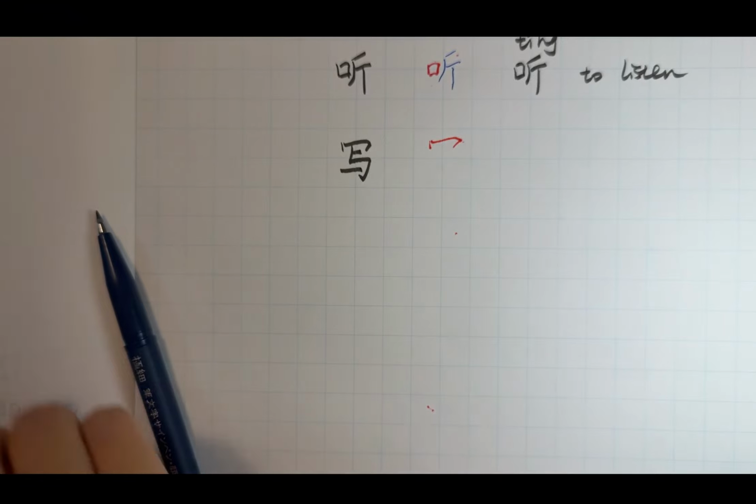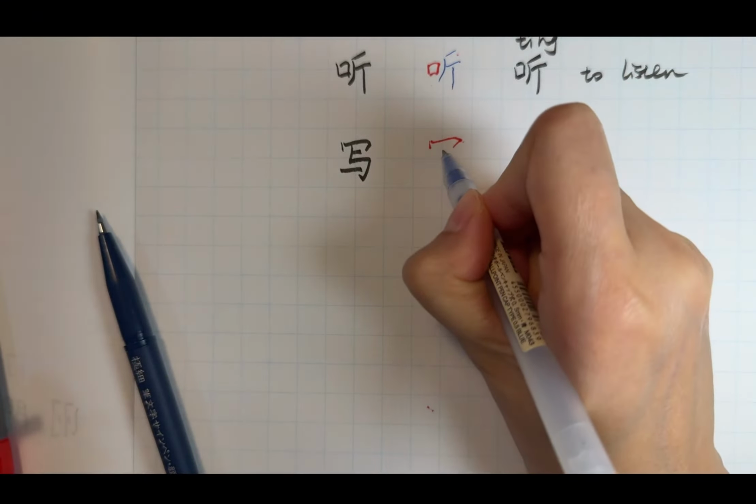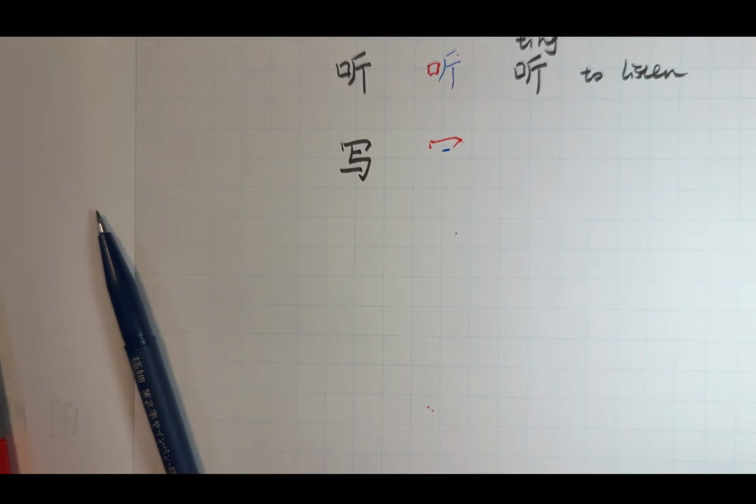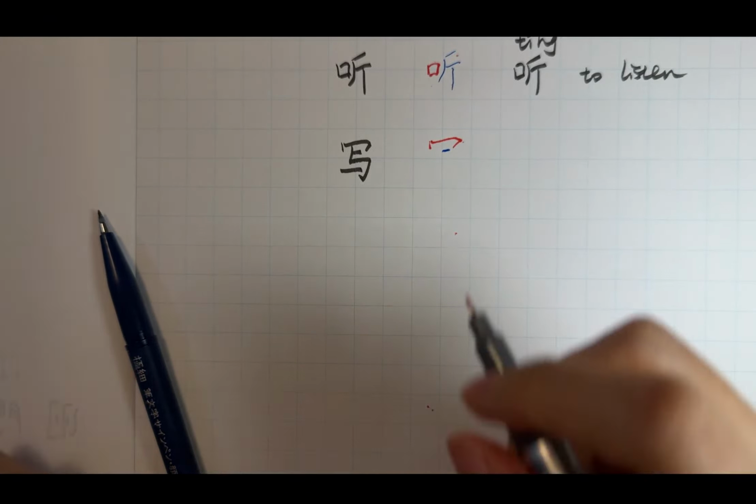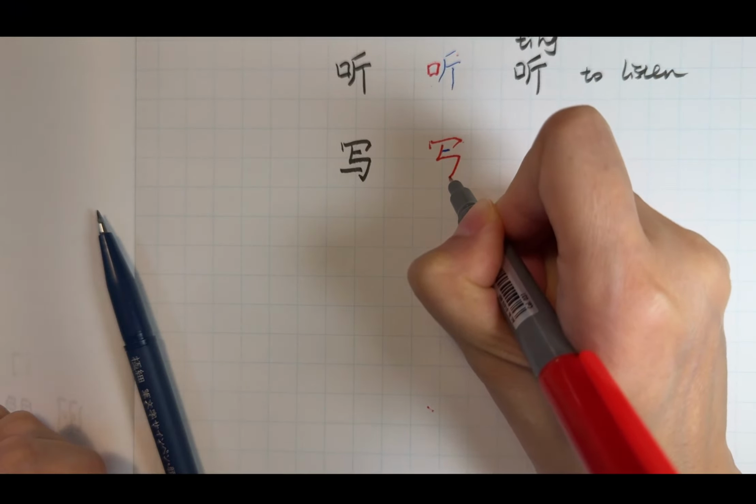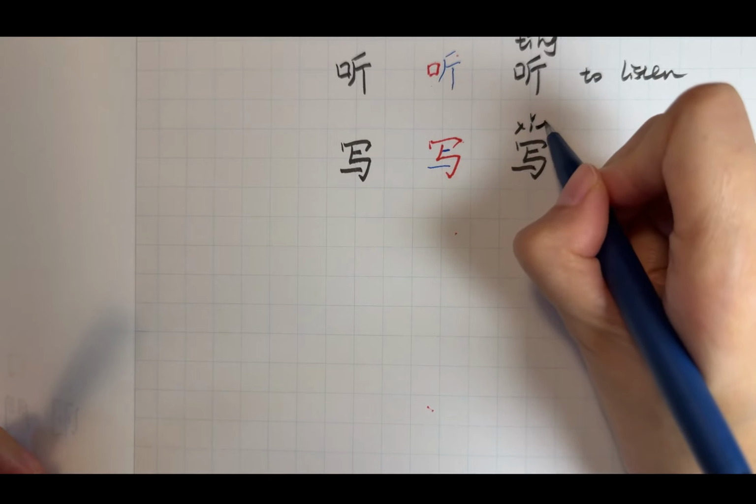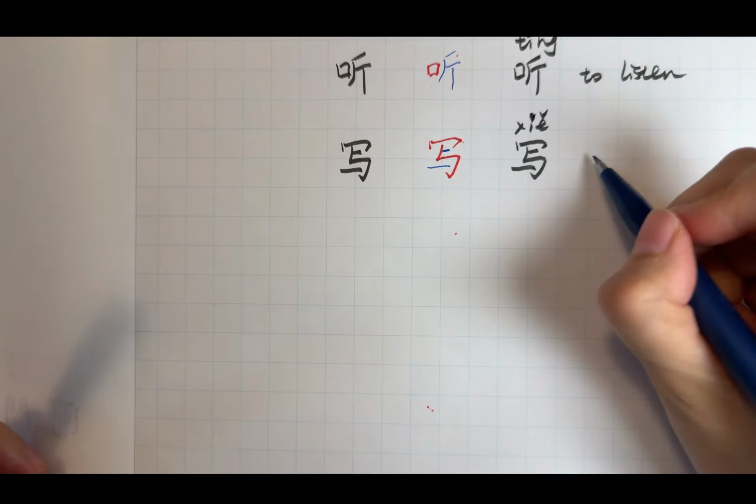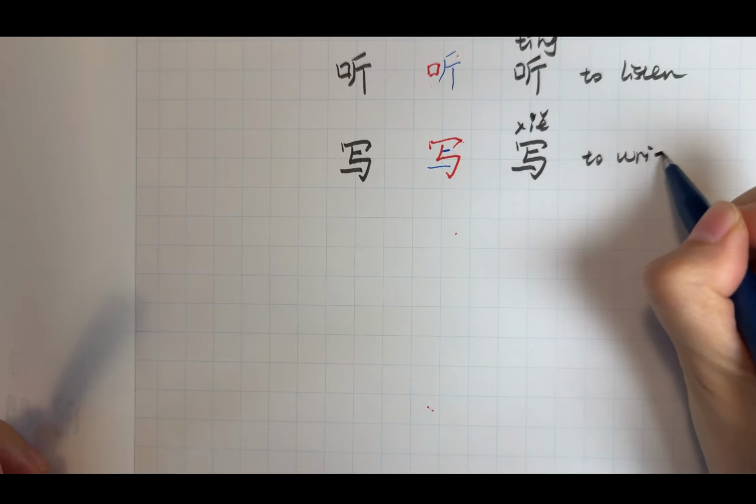Okay, this is easy. And write this first, a small horizontal stroke, followed by this, and at last we have a longer horizontal stroke. Okay, so this is 这是怎么写写字的写, to write.